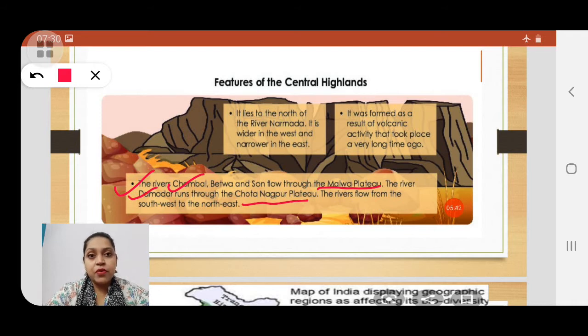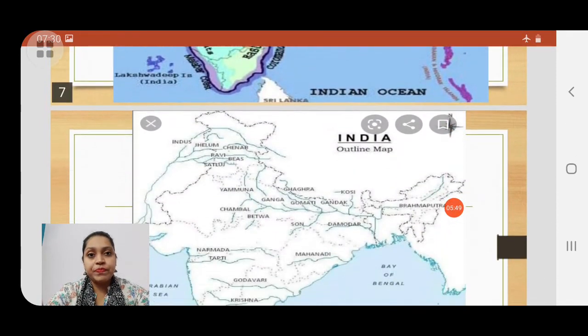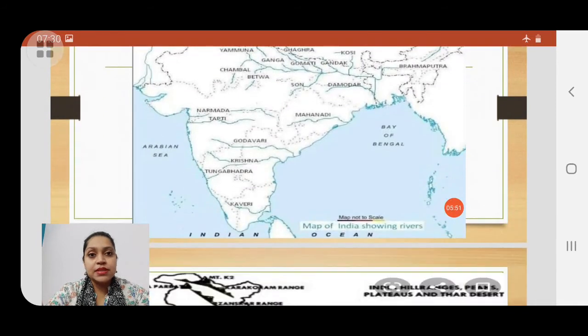The rivers flow from the southwest to the northeast. Let me show you a picture of the Malwa Plateau and the Chotanagpur Plateau. Just a second.